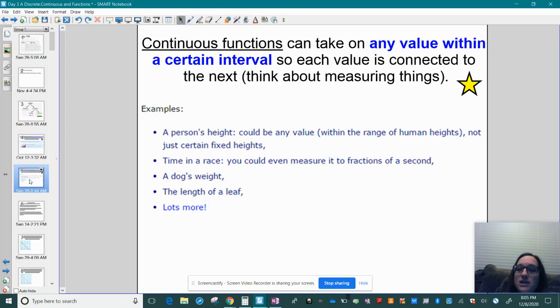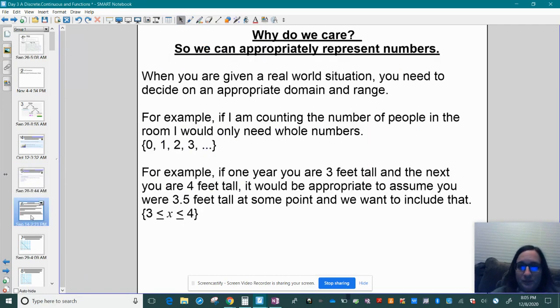Continuous functions can take on any value within a certain interval. So each value is connected to the next. Like if you're measuring something, like a person's height can be measured, and you will hit every single fraction and decimal on your way up. Time in a race, we can get into fractions of seconds, right? And a few extra.